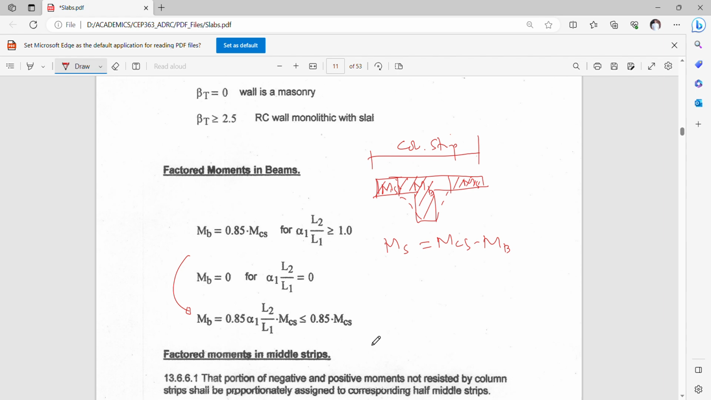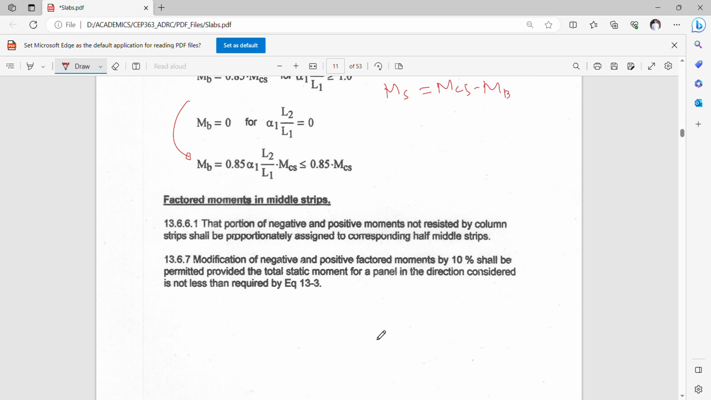So for the factored moments in the middle strip, the formula is simply MO minus MCS is equal to MMS. So whatever is the excess on the static moment, which is distributed longitudinally already, no? So this MO is no longer the full, so we better make it the M of the frame, MO, minus MCS is MMS.